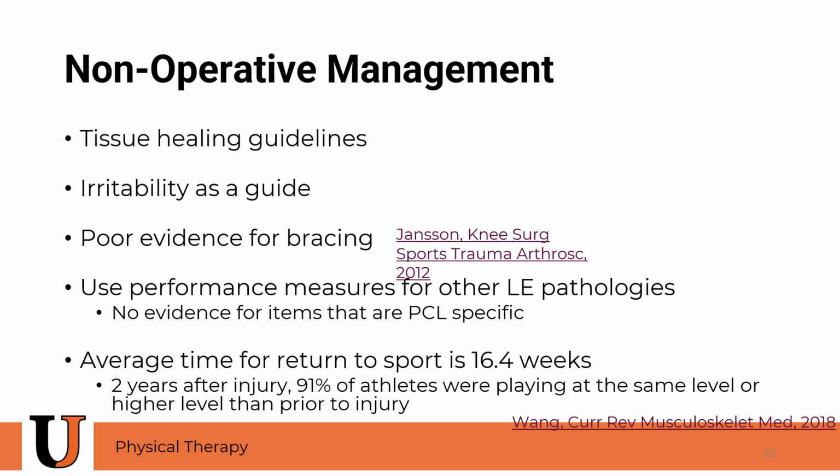I would encourage you to use performance measures that you've already been taught for other lower extremity pathologies. And the reason for that is because there's no specific evidence for PCL items, or no performance measures that are specific to the PCL is maybe a better way of saying it. The average time for return to sports is 16.4 weeks if it's an isolated PCL injury. And the other number that was kind of interesting is 2 years after the injury, 91% of athletes were playing at the same level or a higher level than they were prior to the injury. So good outcomes overall.